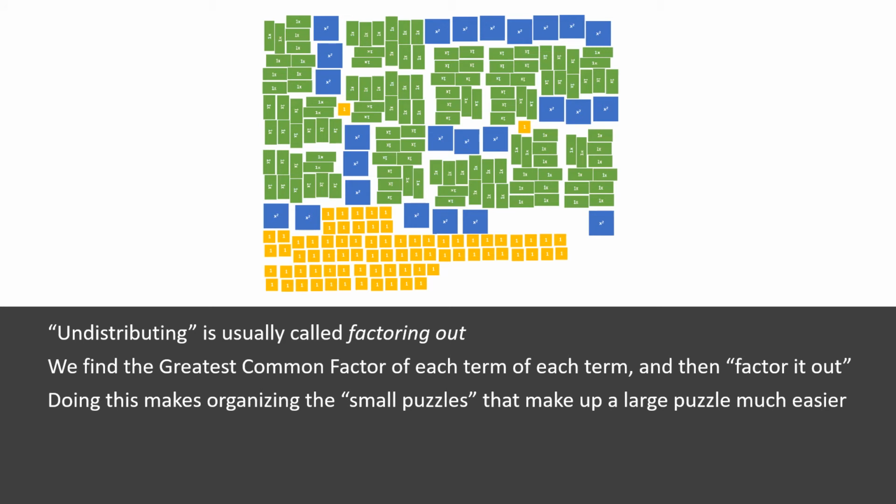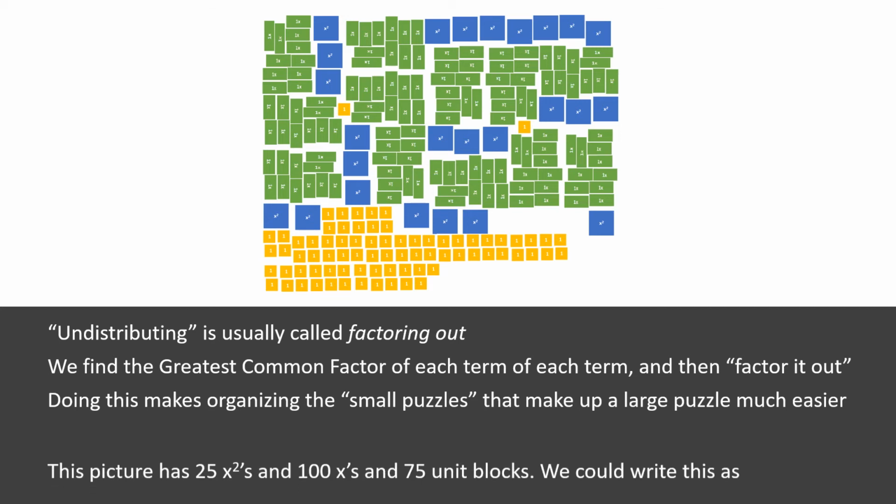Doing this turns the big jump of mess into small puzzles. It makes it easier, and we don't have to build the whole puzzle. We just have to build one small puzzle and we'll figure out the entire puzzle.